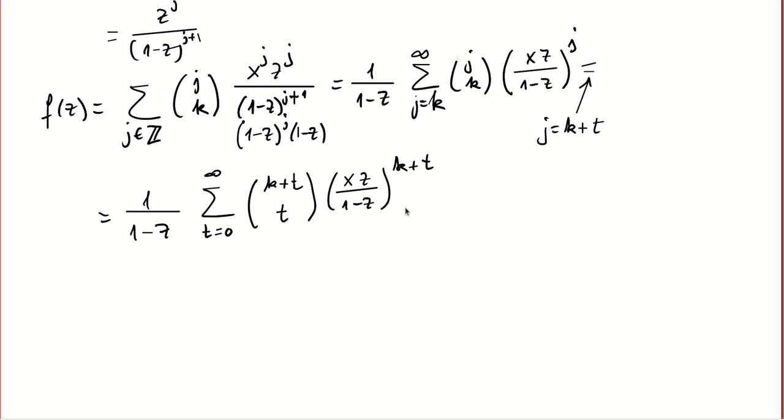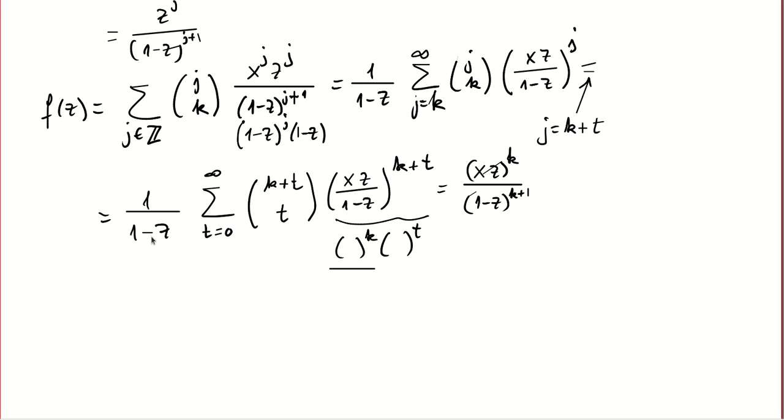All right, there are two factors here: the first factor to the k and the factor to the t. The factor to the k doesn't depend on t, so we can take it out. So what we have here is xz to the k, up here, divided by 1 minus z to the k plus 1.